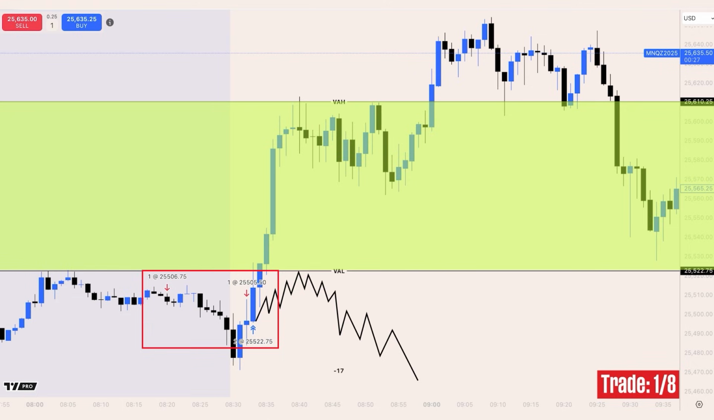And here's the most important part. I didn't stop out just to manage risk. I did it because the market was doing the exact opposite of my thesis. And once that happens, no other questions matter.